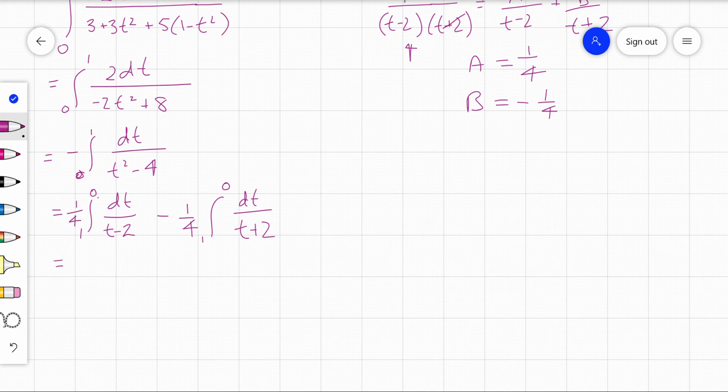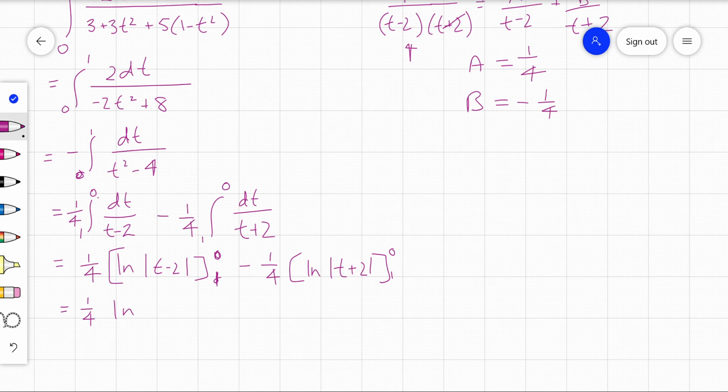All right, so you can see they're both going to have a quarter out the front, and then they're both just logs. Log of t minus 2 between 1 and 0. 1 and 0, don't make that mistake. Minus a quarter log of t plus 2 between 1 and 0 there. This will be a quarter log. Now I put 0 in and I get the absolute value of minus 2, so I get log 2, and then I'm going to get log 1.